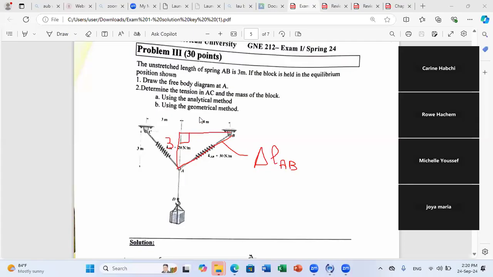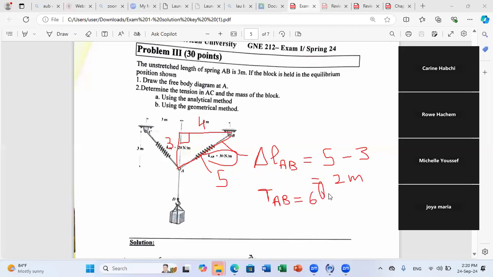If you apply the Pythagorean theorem, what will be L of AB? It will be equal to radical 3 squared plus 4 squared, which is 5. So delta L of AB is 5 minus 3, equals 2 meters. And you have that KAB is 30. So now you can say that the tension in AB is equal to 30 times 2, equals 60 Newton.